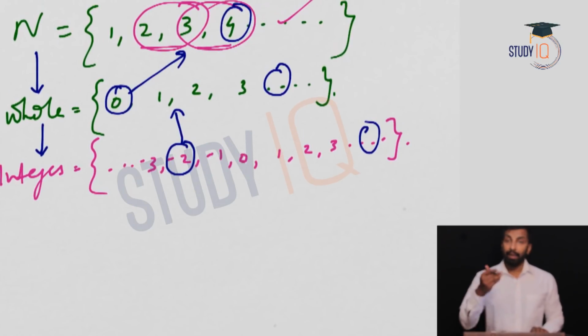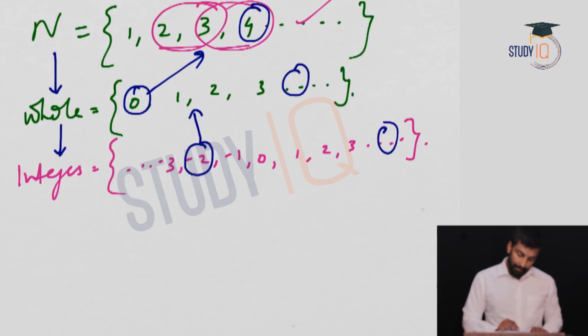Now next is rational numbers. So what do you mean by rational numbers? Again, you take 2 numbers from this.